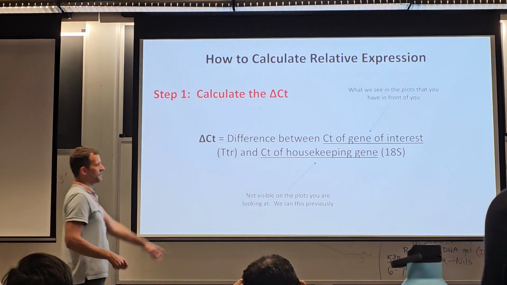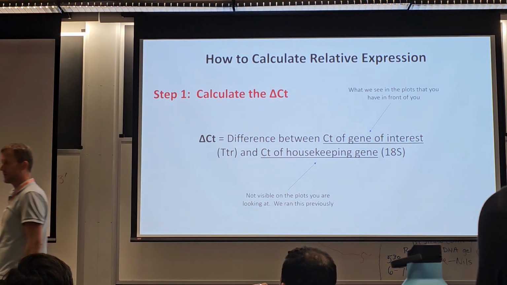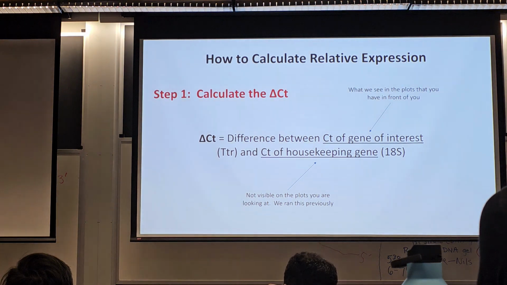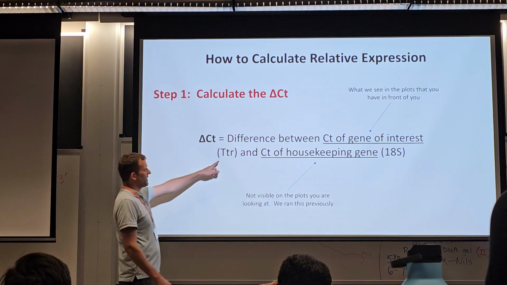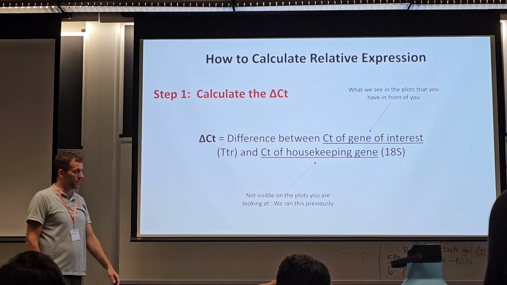our gene of interest, okay, which is what you see in the plots in front of you. So the plots are not in front of you. The plots that Kalani emailed you. Those have your liver, heart, and spleen amplification curves on them. And we're looking at the difference between that and our CT value for our housekeeping.